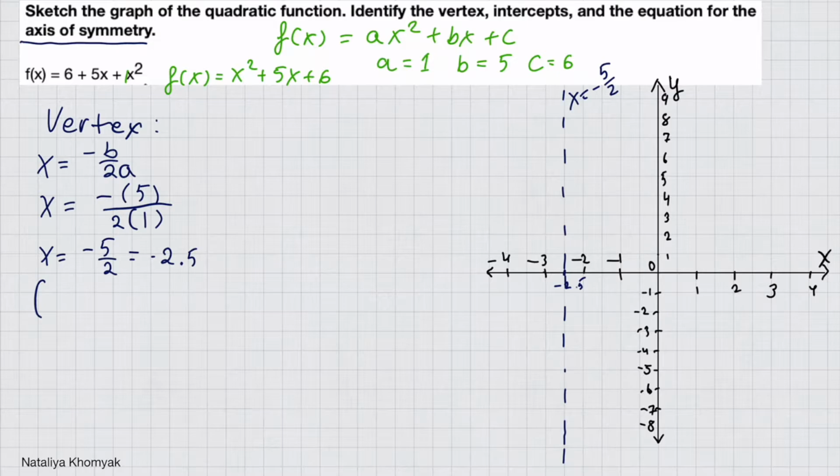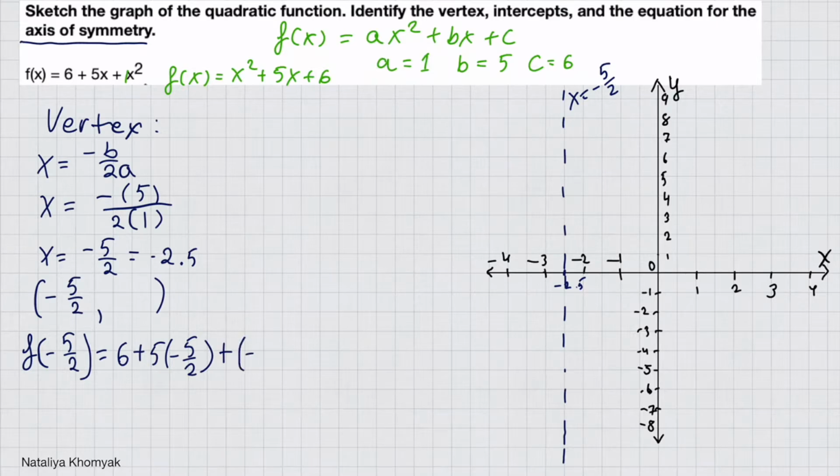This is x equals negative 2.5 or negative 5 over 2. So we got our x value for the vertex, which is negative 5 over 2. We need to calculate y, and in order to do so, you take the x value and plug it into the original equation. So you need to calculate f of negative 5 over 2, or negative 2.5 if you would like to work with decimals, equals 6 plus 5 times negative 5 over 2 plus negative 5 over 2 to the second power.